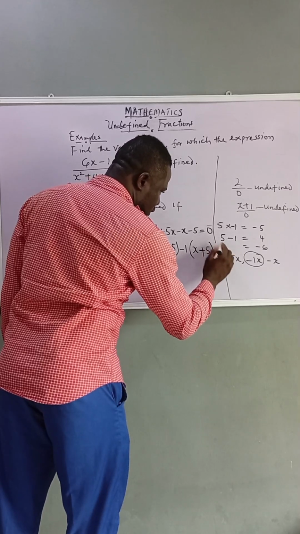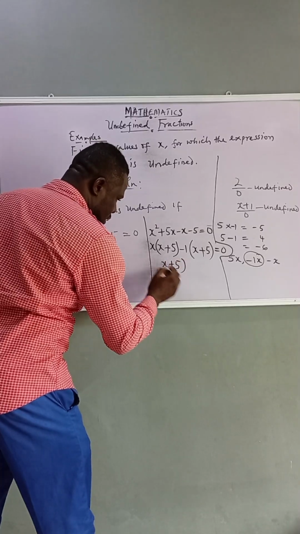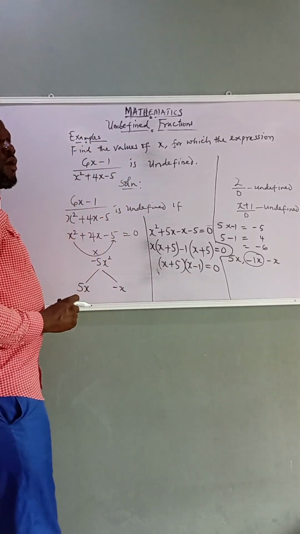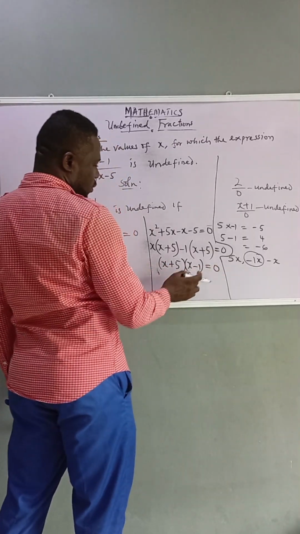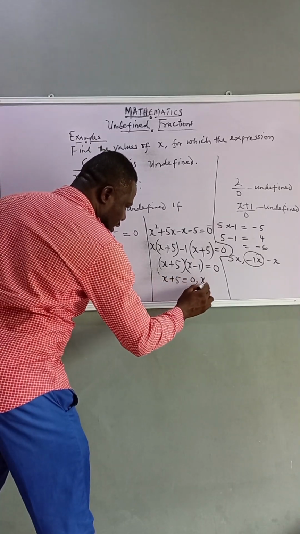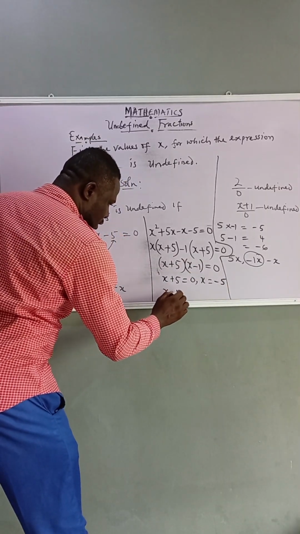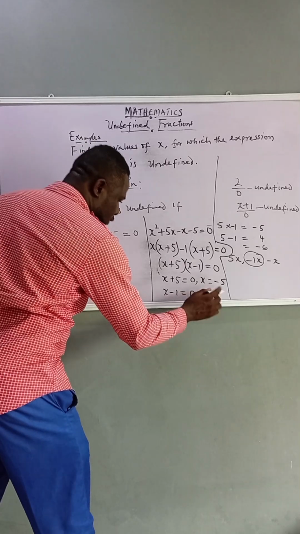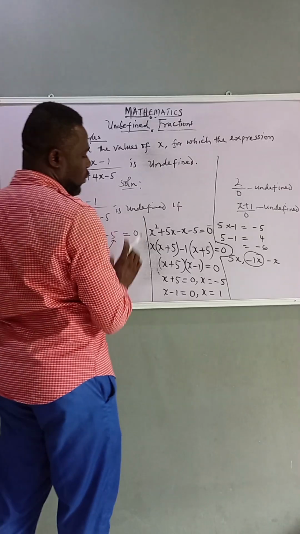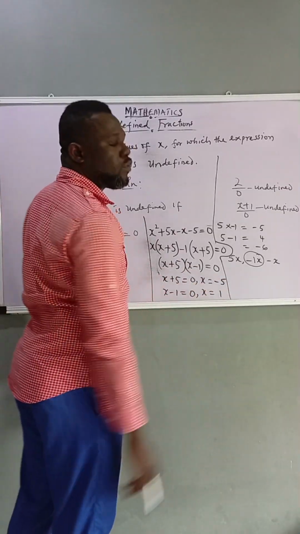So at this point, we say that x plus 5, open a bracket for x minus 1, is equal to 0. So either this is equal to 0 or this is equal to 0. And if x plus 5 is equal to 0, then our x will give us plus 5 crossing to this side and becoming minus 5. And if x minus 1 is equal to 0, then our x will give us minus 1 crossing to this side and becoming plus 1. So this fraction is undefined if x is minus 5 or x is equal to 1.